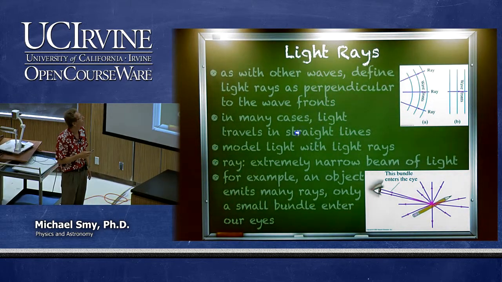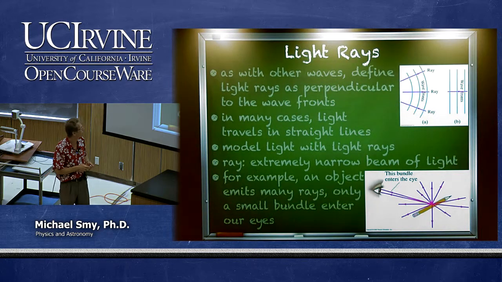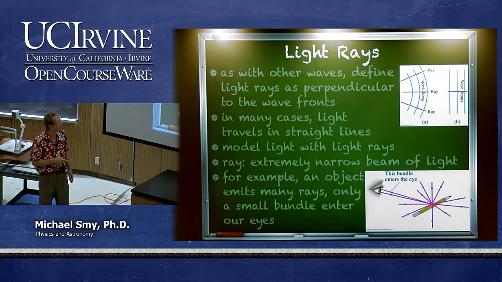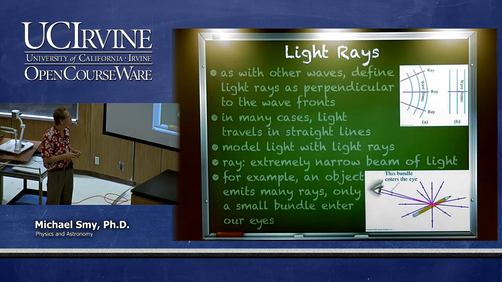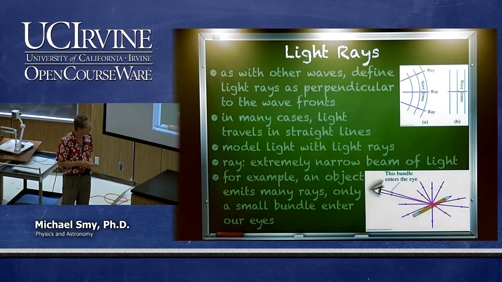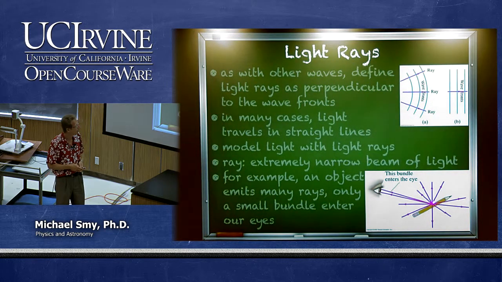As long as the light travels in straight lines, this ray model does well. So you can think of a ray also as an extremely narrow beam of light. And as an example, if you look at a pencil, you can imagine that the pencil emits many, many light rays, and a small bundle of them enters your eye, and then you can see it.